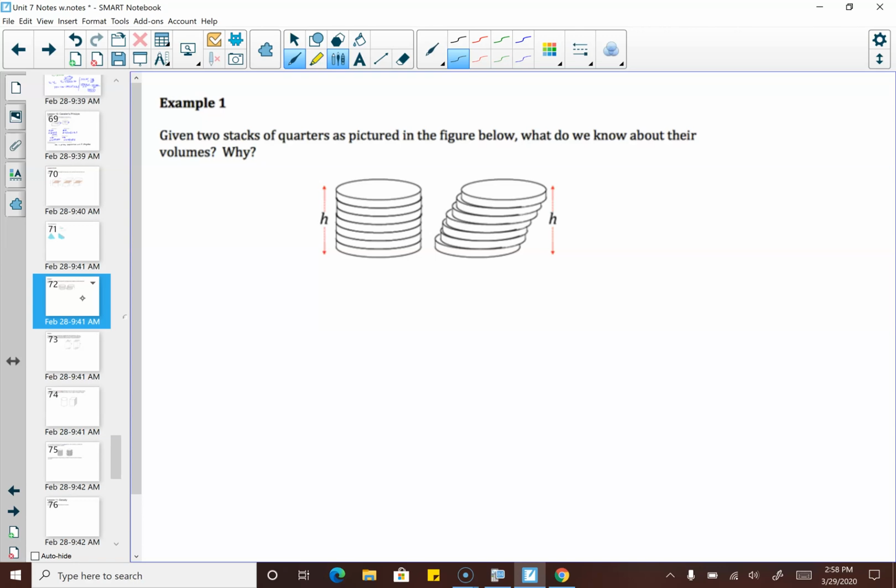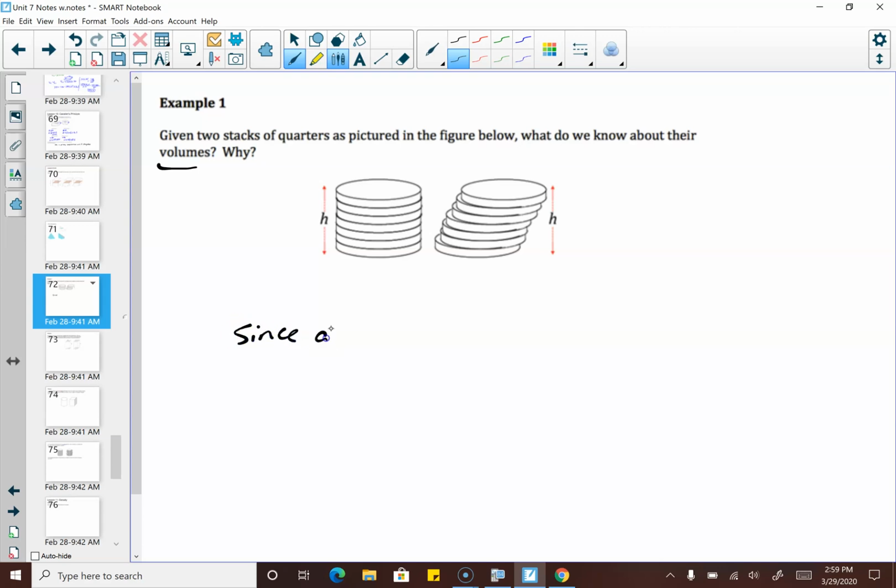So here's probably the most standard Cavalieri's principle question. Given 2 stacks of quarters as pictured in the figure below, what do we know about their volumes? If we look at them, they both have the same height. They're both a stack of 1, 2, 3, 4, 5, 6, 7 quarters. And all quarters are the same exact size.